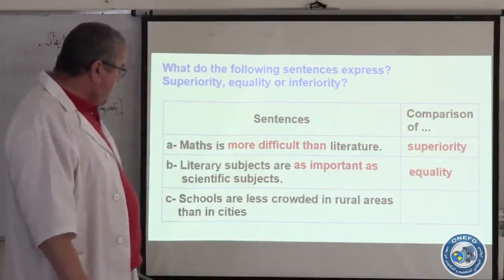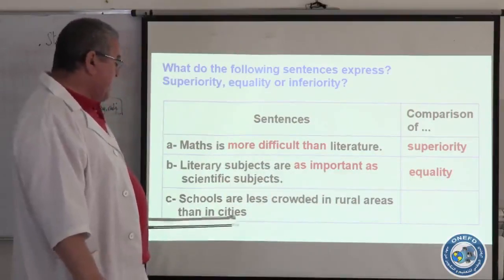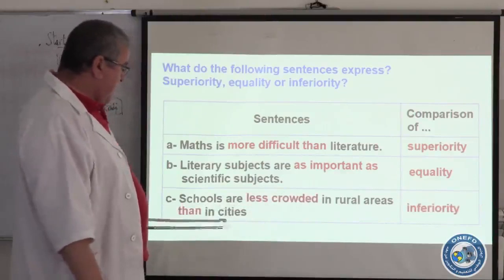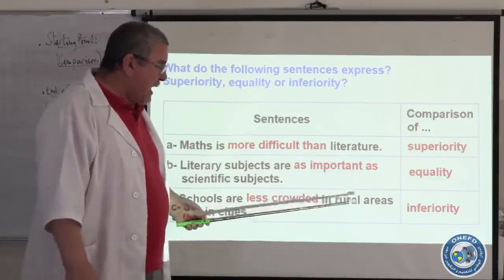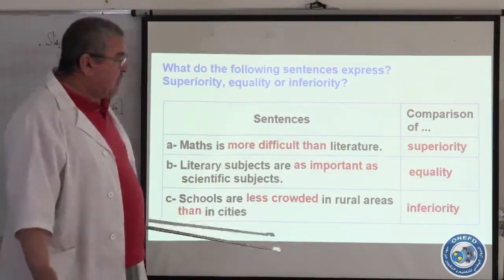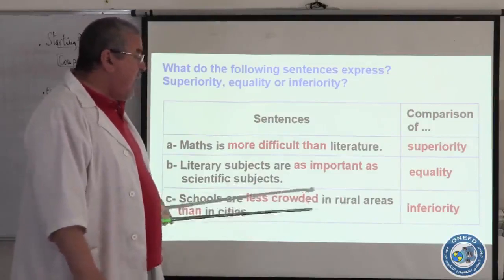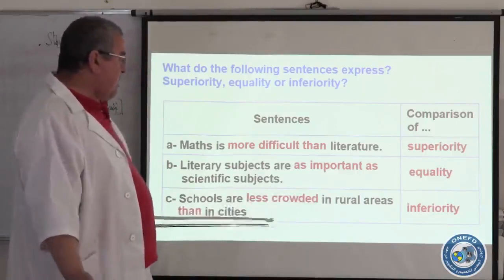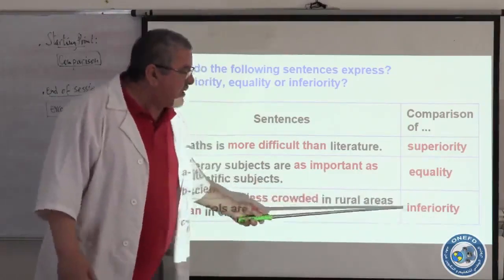Let's go to sentence C. Schools are less crowded in rural areas than in cities. Now what is compared here? What is compared is the number of students in schools situated in rural areas and schools situated in cities. So, in terms of number of students, the schools in rural areas are less crowded than schools in cities. And then we say schools are less crowded in rural areas than in cities. We are expressing inferiority here.